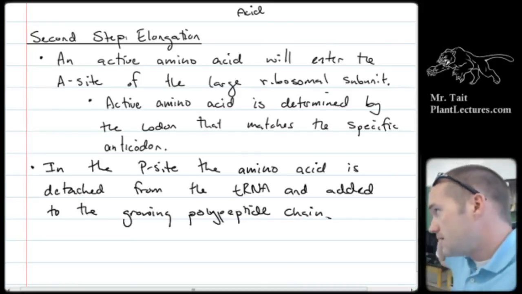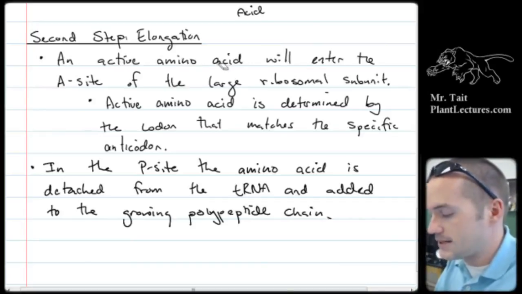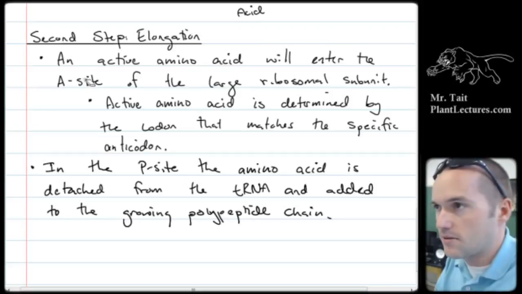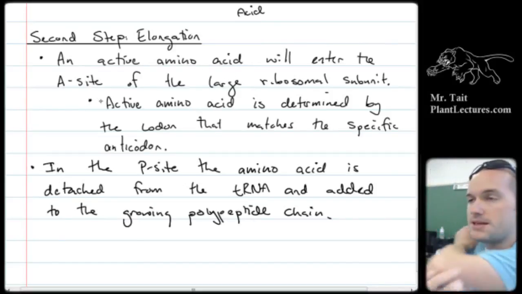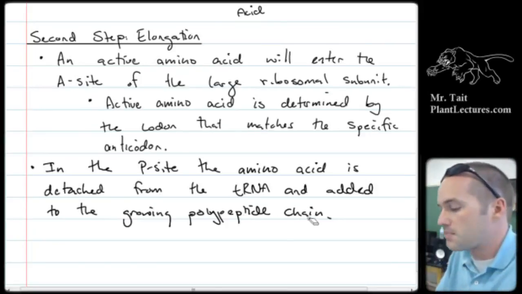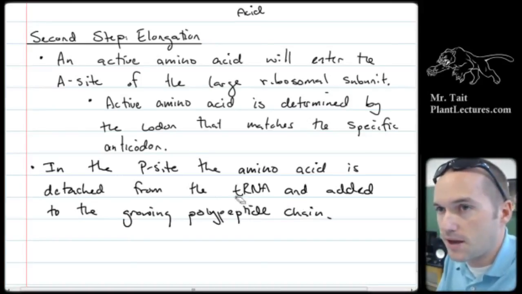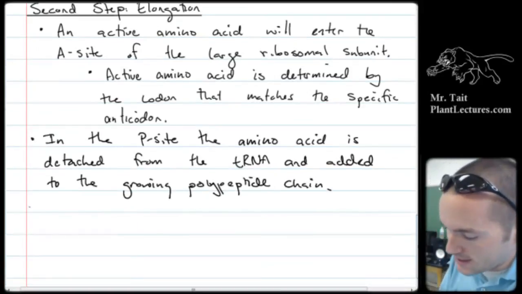Okay, so it's easy to remember what the A site is because the active amino acid enters in the A site, right? Active amino acid, all those things start with A, so they go into the A site. The P site is easy to remember because the P site is going to form the polypeptide chain. That's where the polypeptide is going to be held. P for polypeptide, right?